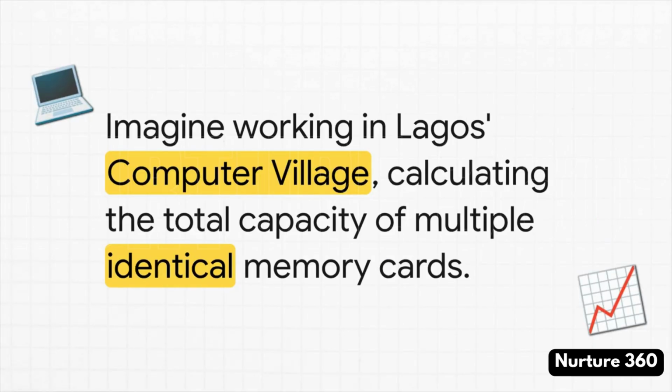Imagine you're in a huge, bustling tech market, and you've got a crate full of identical memory cards. Your job is to figure out the total storage. Now, you wouldn't add them up one by one, right? No way, that's way too slow. You'd multiply. Well, computers think the exact same way. They need multiplication to handle massive, repetitive tasks at incredible speeds. And they do it all with just two digits, 0 and 1.